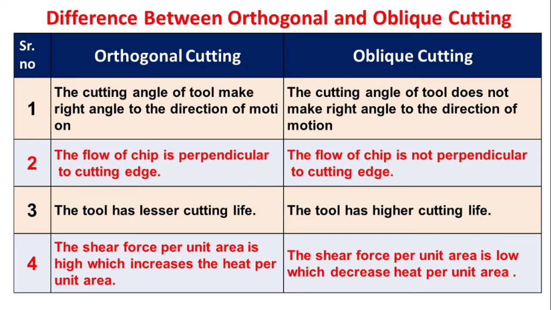Third point in orthogonal cutting, the tool has lesser life compared to oblique cutting. While the third point in oblique cutting is that tool has higher life of cutting. Fourth point in orthogonal cutting is that the shear force per unit area is high, which increases heat per unit area. While in oblique cutting, the fourth point is the shear force per unit area is low, which decreases heat per unit area.